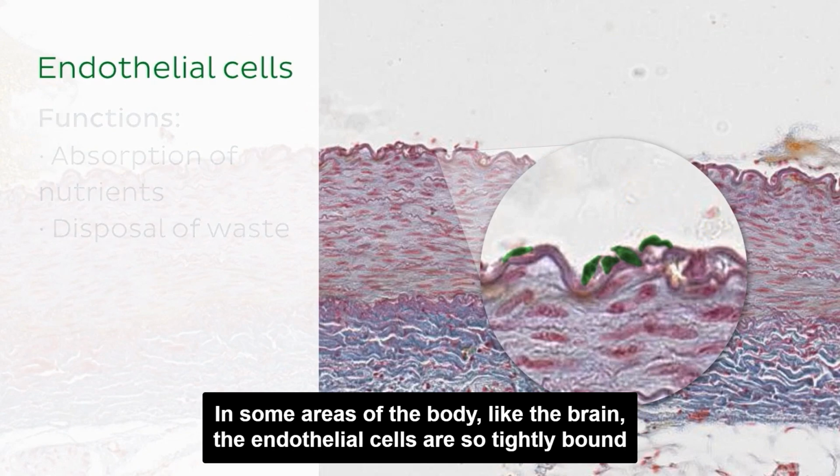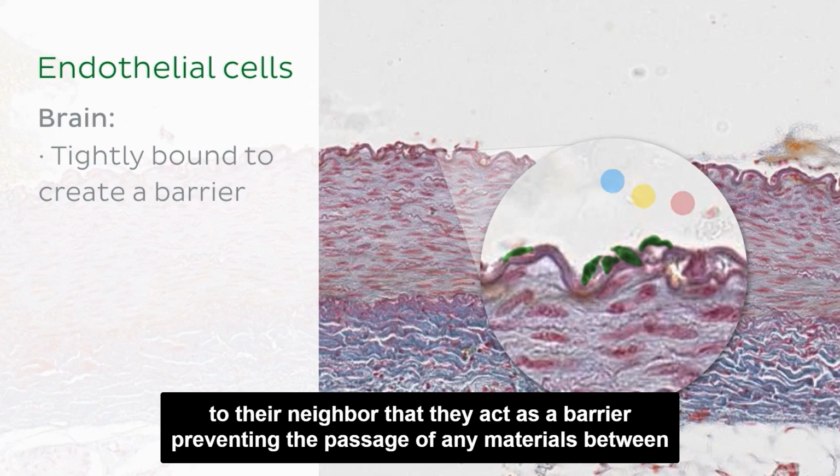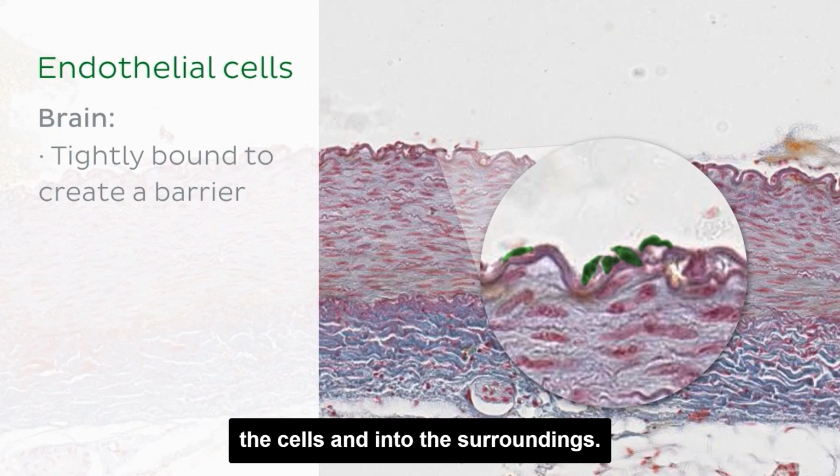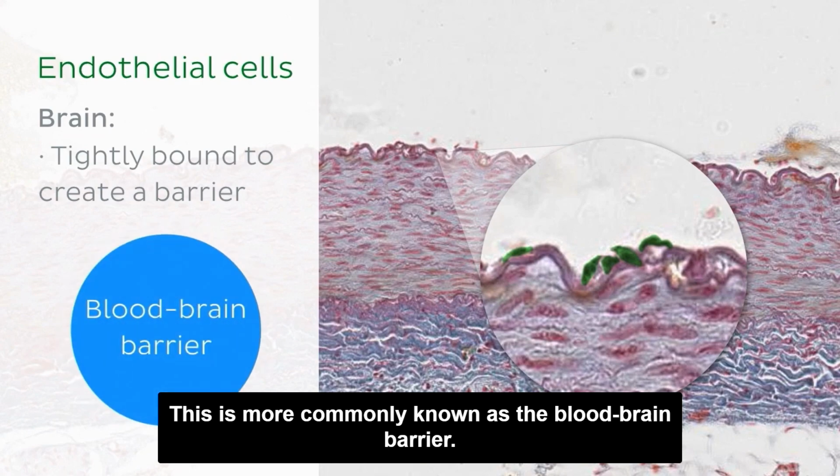In some areas of the body, like the brain, the endothelial cells are so tightly bound to their neighbour that they act as a barrier preventing the passage of any materials between the cells and into the surroundings. This is more commonly known as the blood-brain barrier.